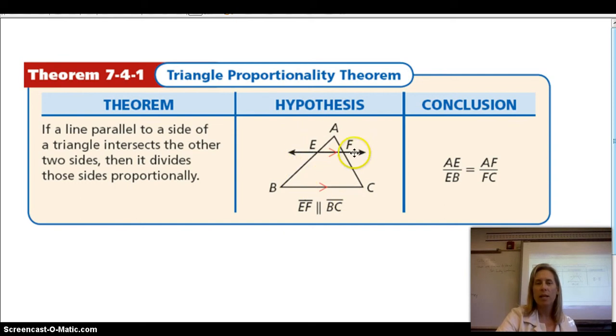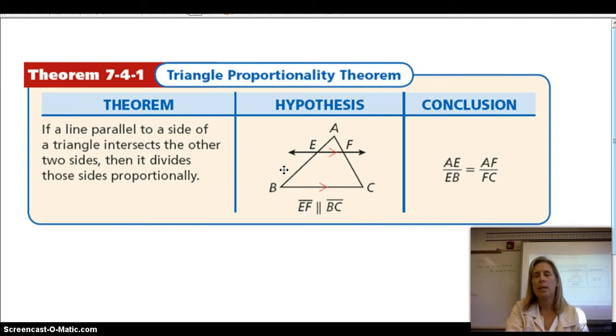sides, you can see EF intersects AB and AC, right? And it's parallel to the third side BC. Then it divides these two sides, AB and AC, into a proportion. So look at this. AE over EB equals AF over FC. And that's because this is a parallel intersecting line.